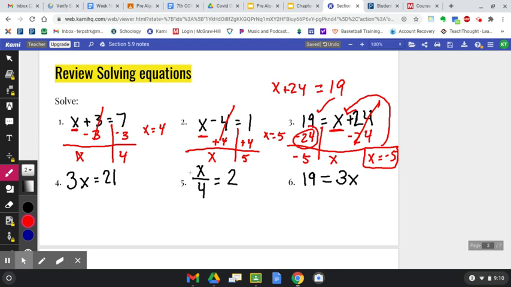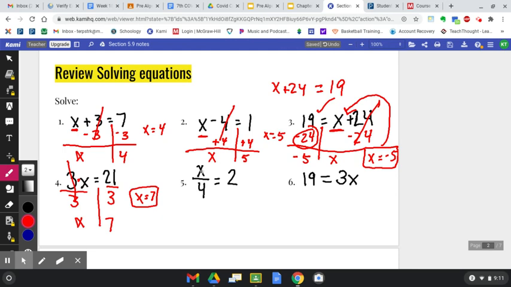So 4, 5, and 6, we're going to look at some multiplication and division problems. This is 3x, but really it's understood that there's a multiplication sign in between there. So it's saying 3 times what equals 21. We should know our multiplication facts and know that that's 7, but the inverse operation to solve would be to divide. Have to do it to both sides. And 3 divided by 3 is just 1, so that leaves me with 1x. 21 divided by 3 is 7, so x equals 7 in this example.